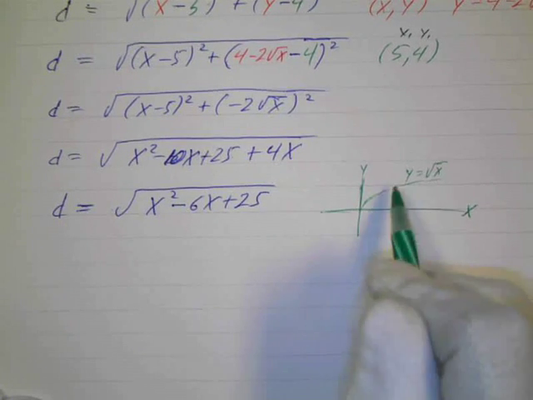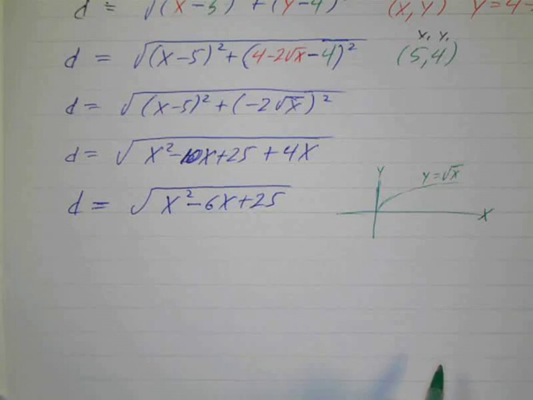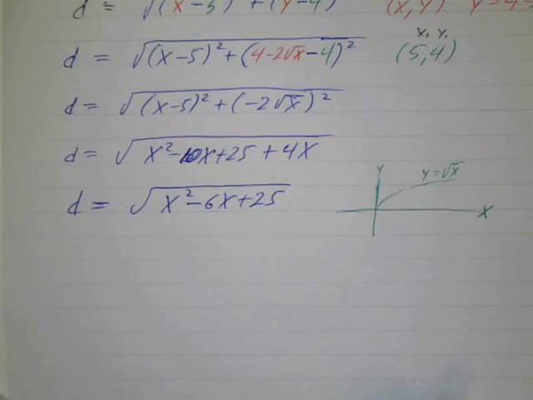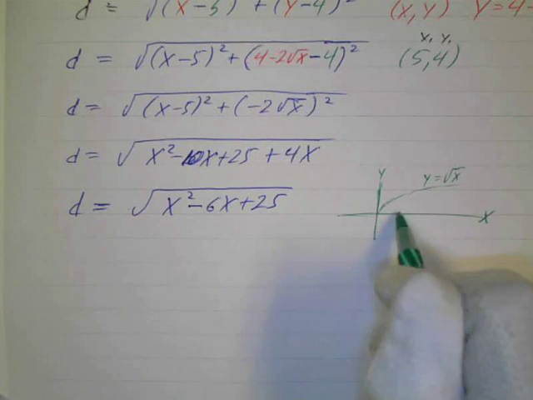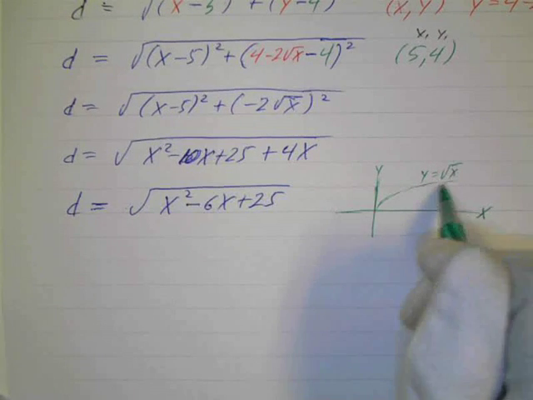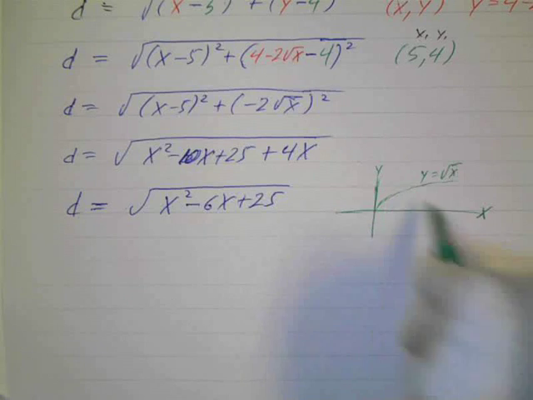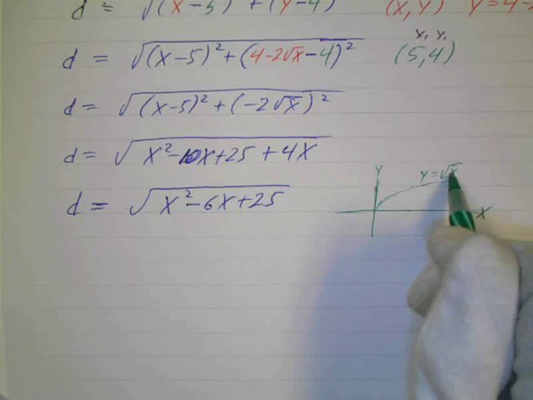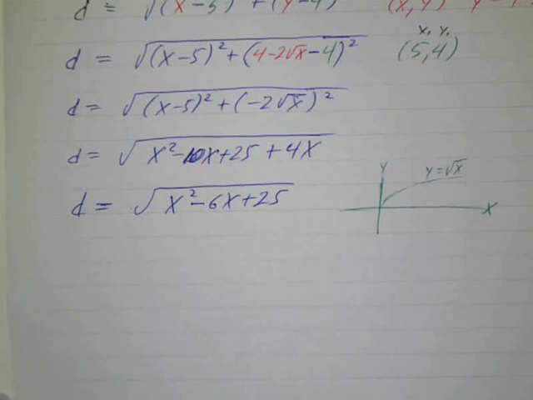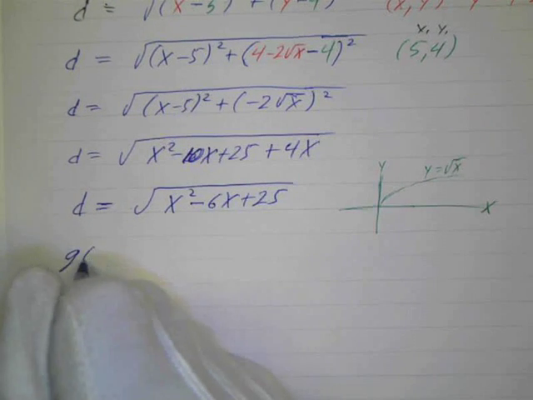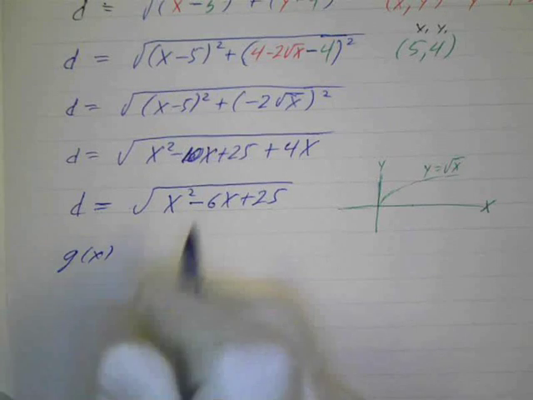Does everybody see that? Okay? In other words, as x gets smaller, the square root of x gets smaller. So if I make x a minimum, I'm making the square root of x a minimum. So I'm going to call this inside here g of x, and that's just the radicand. That's what's inside.